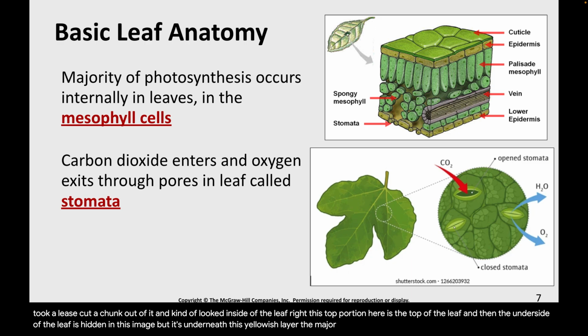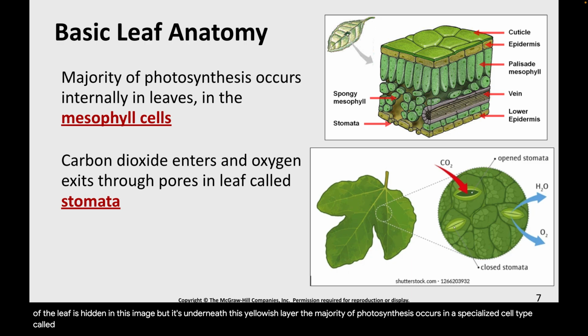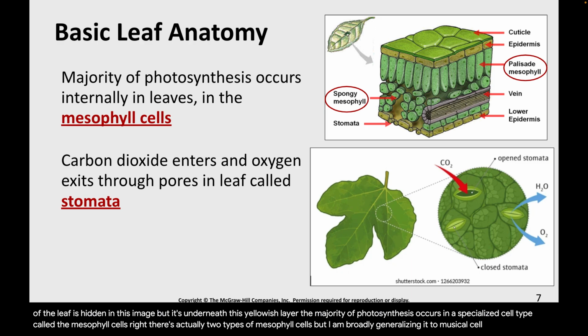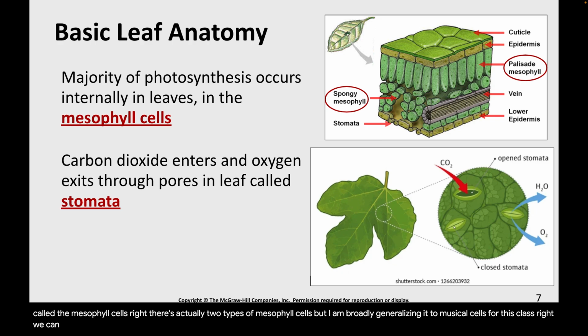The majority of photosynthesis occurs in a specialized cell type called the mesophyll cells. There are actually two types of mesophyll cells, but I am broadly generalizing it to mesophyll cells for this class. We have this layer on the top, which we call palisade mesophyll because they're elongated, and then the layer beneath is spongy mesophyll. They both contain chloroplasts. They're both going to be used in most of photosynthesis for the entire plant.